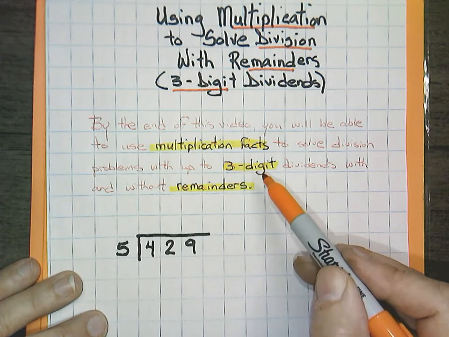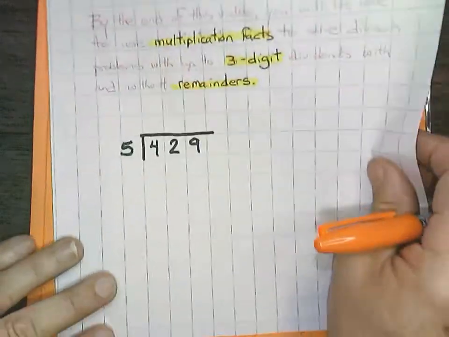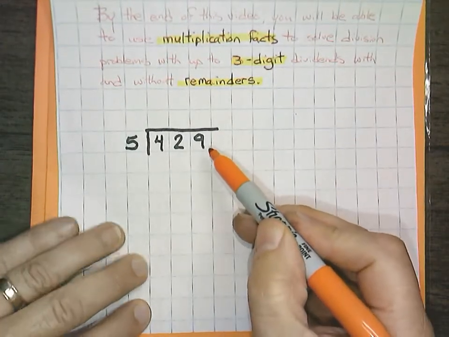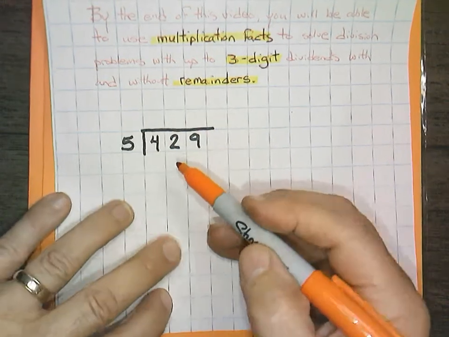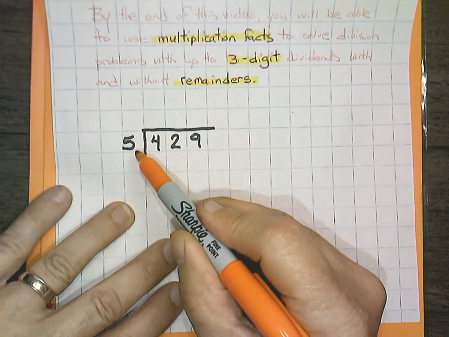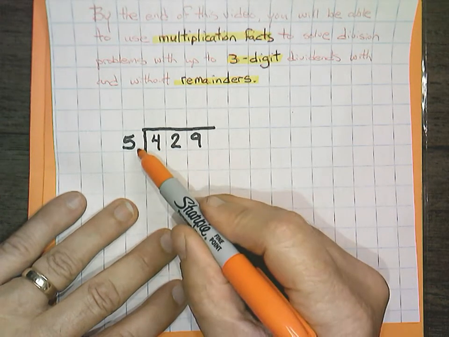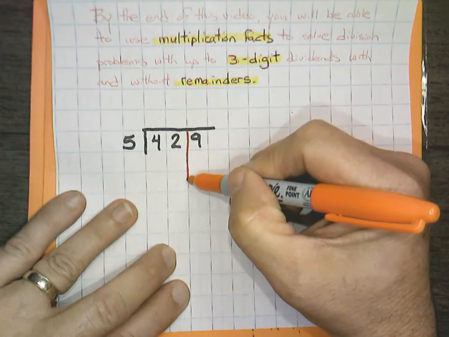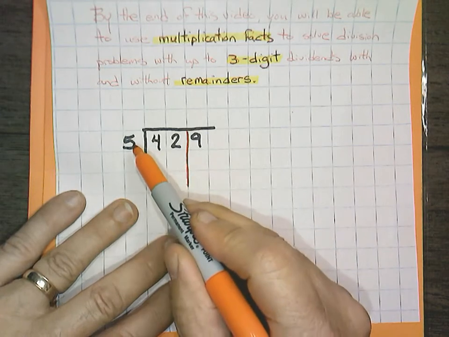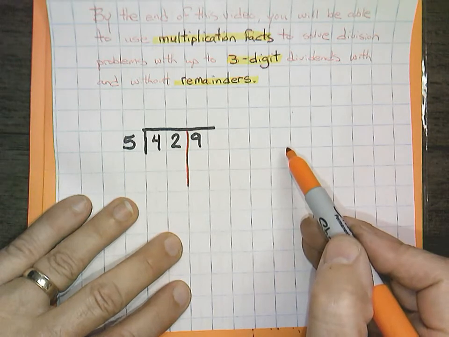Now, by three-digit dividends, we're talking about our dividend here of 429 is a three-digit number. 429 divided by 5 equals, I'm going to go digit by digit. 5 does not go into 4, but 5 would go into 42. I'm going to draw a line here just to kind of show that. And I'm going to use my division facts here to create a multiplication fact.